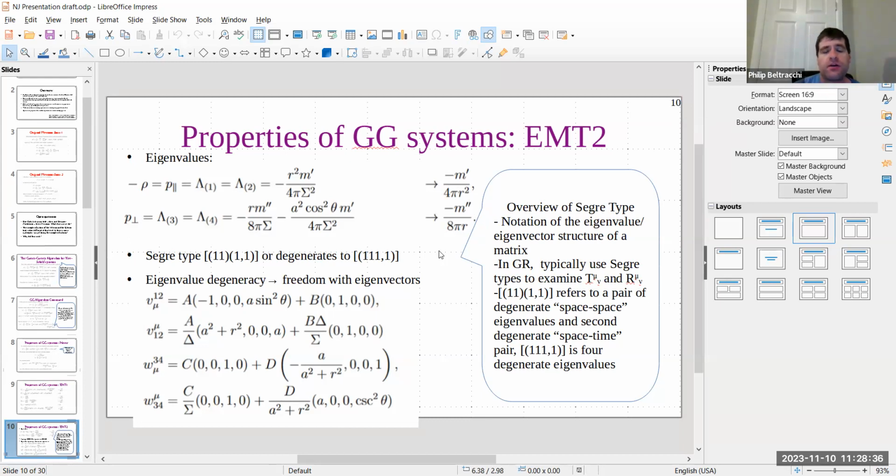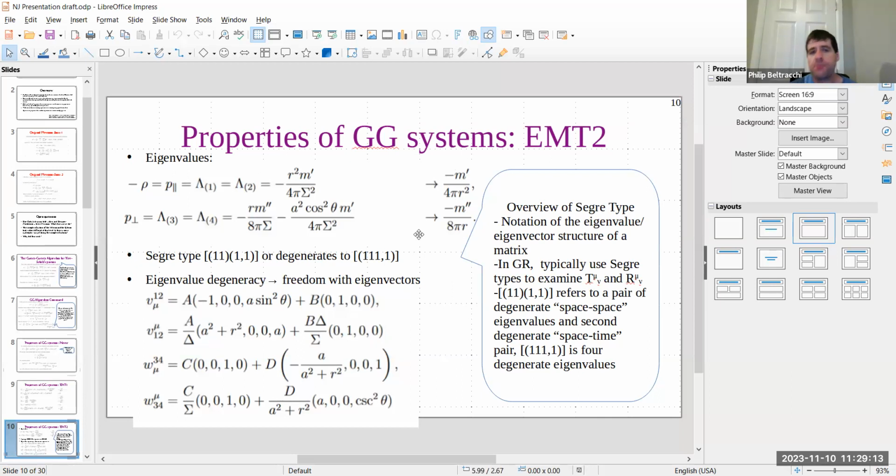Another thing to notice is that our non-rotating time-like eigenvalue is minus m prime over 4 pi r squared. This can be interpreted as minus the density. So if we were to rearrange this, we would get that the integral of 4 pi r squared times the density is m. So m is a mass function. I have seen it specifically called the Keplerian mass in the literature.